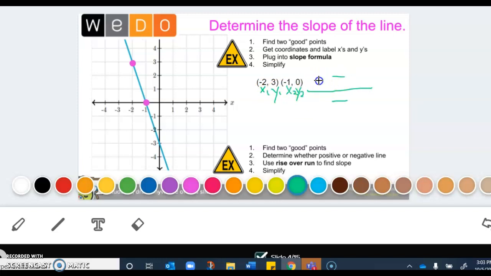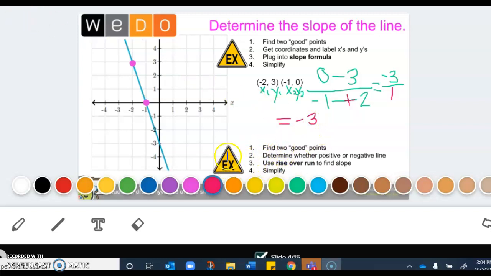So y2 is at the top first, so we say 0 minus 3. Then at the bottom, I have a negative 1 minus a negative 2. If I simplify this, I'm going to get negative 3 on the top. On the bottom, remember, minus minus turns into a plus right here. So negative 1 plus 2 is a positive 1. But even if I simplify this fraction, it is a negative 3 for my slope.